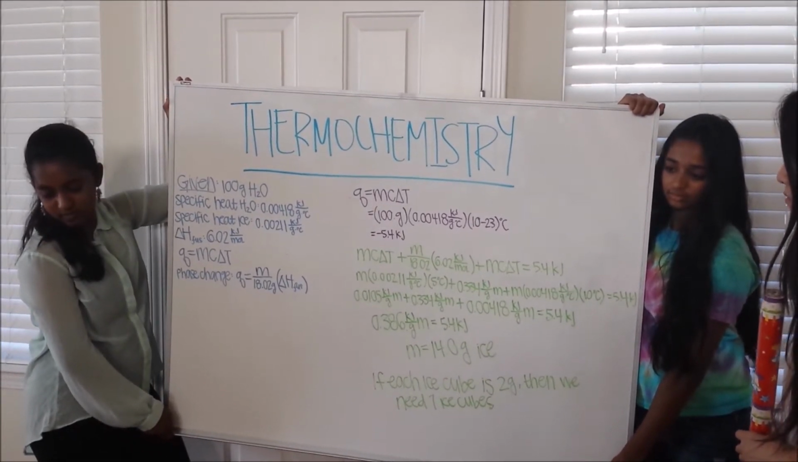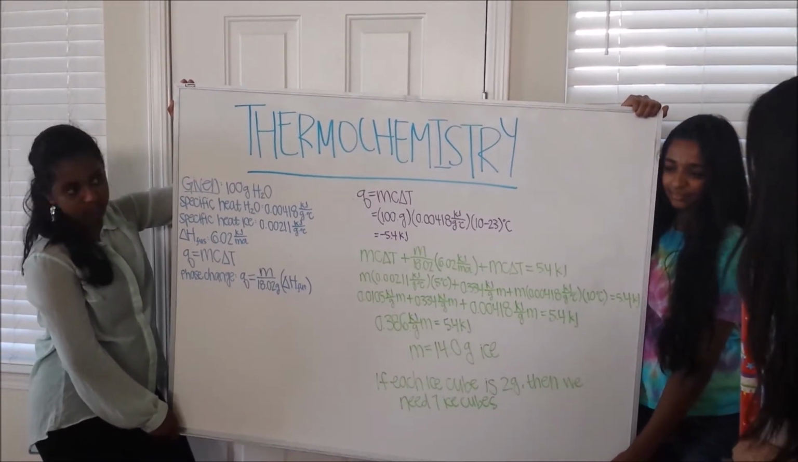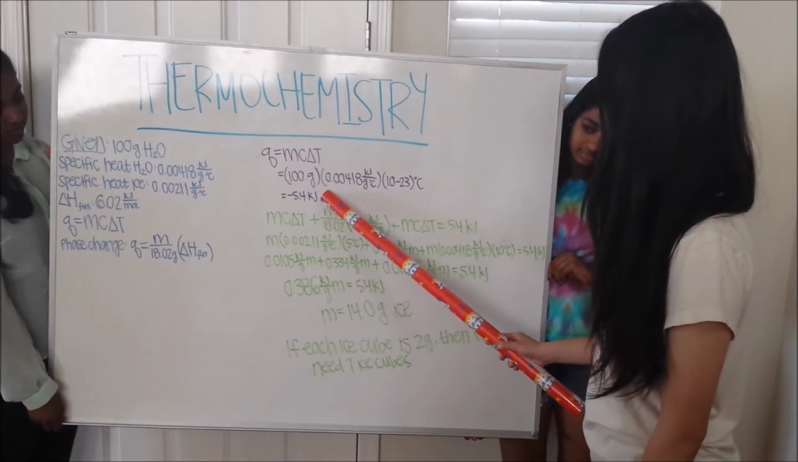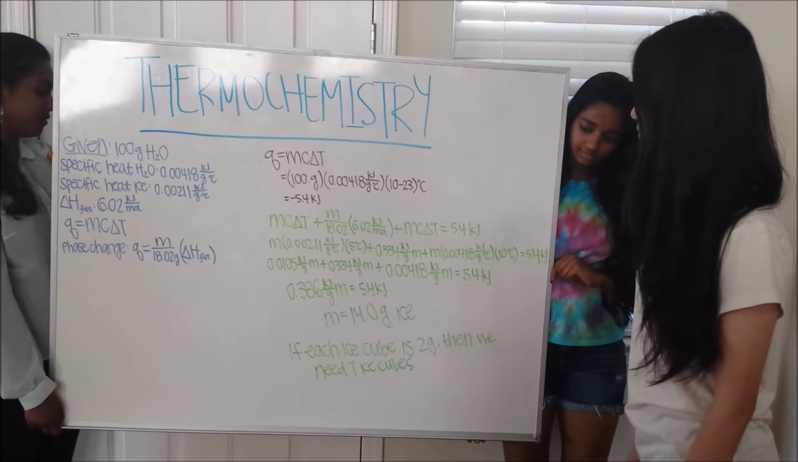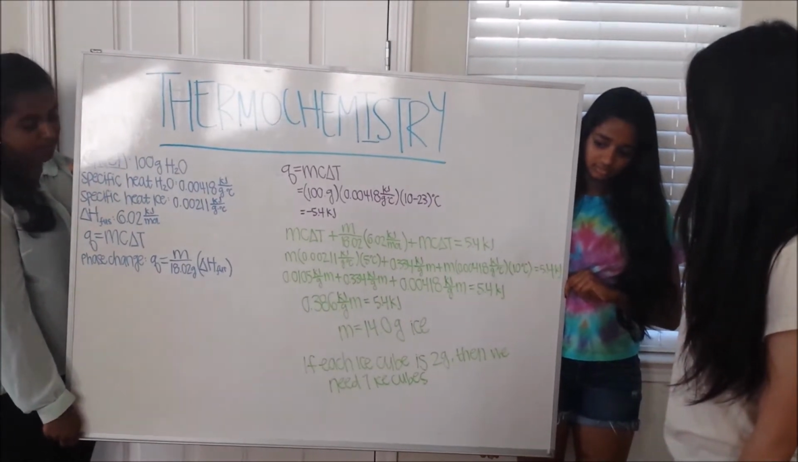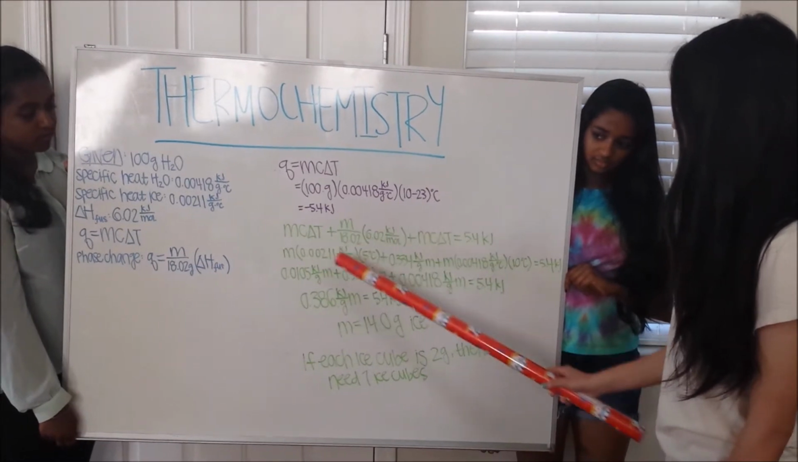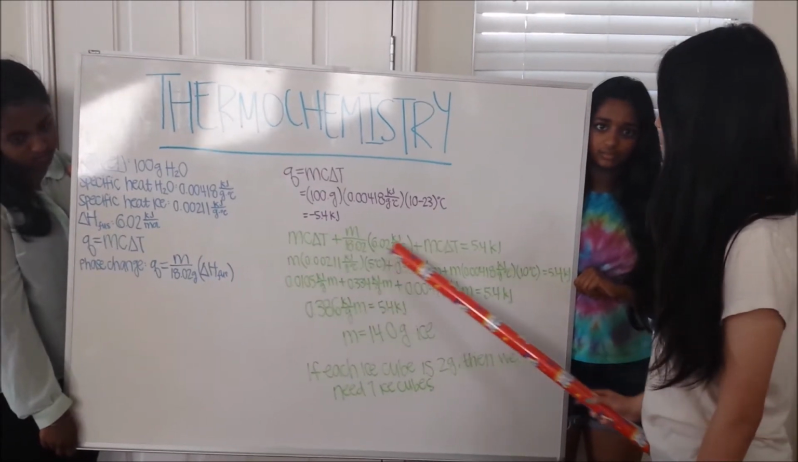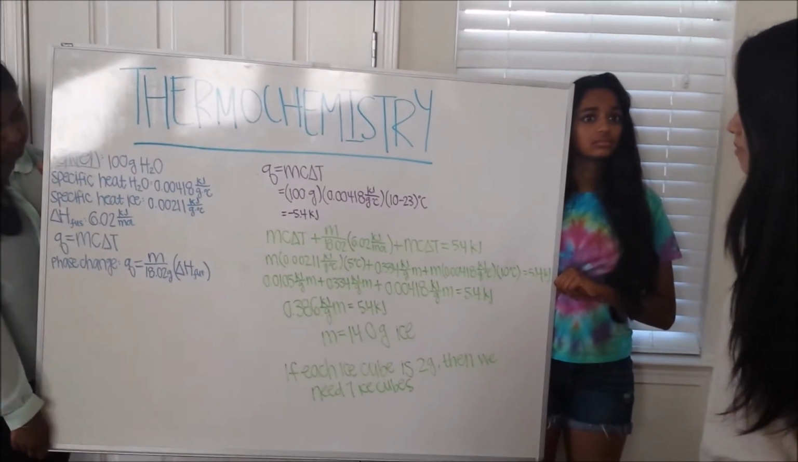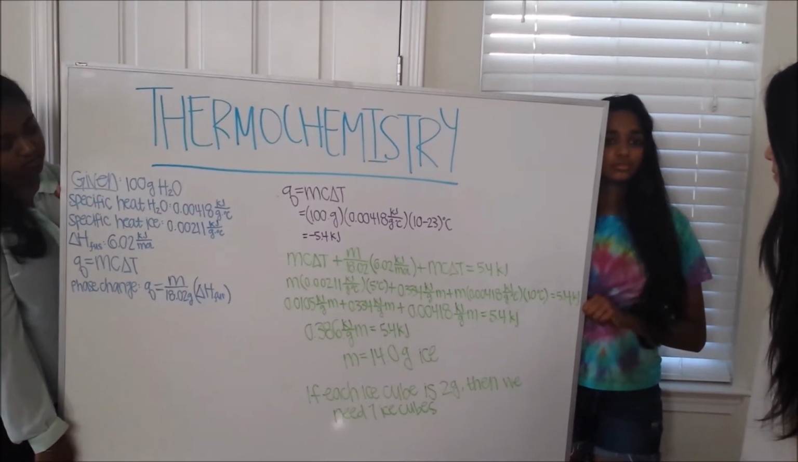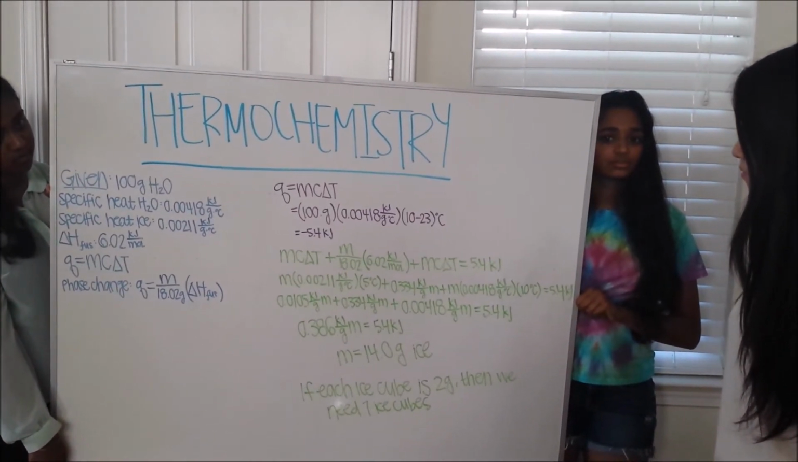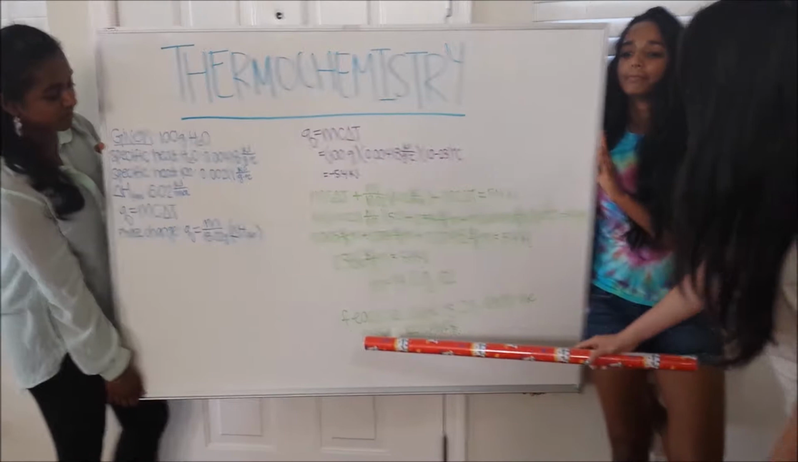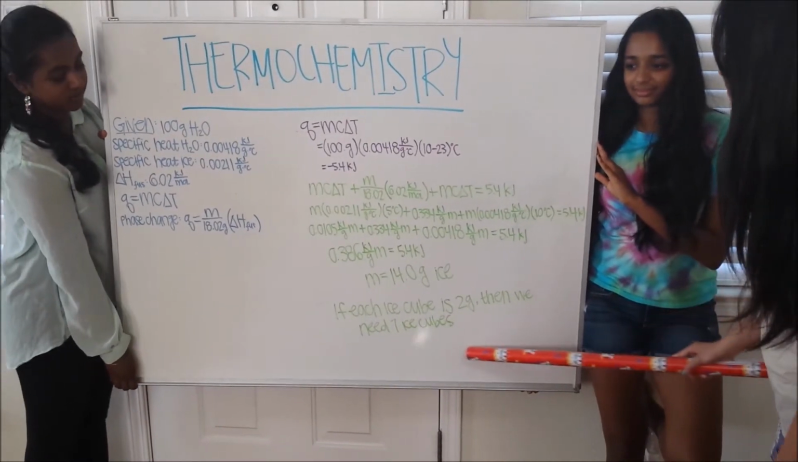To find the amount of heat needed to decrease the temperature of the water, we use the equation Q equals MCΔT. This equation gives us the answer of 5.4 kilojoules. To find the energy needed to raise the temperature of the ice, we need to consider the energy required for the phase change of ice to water. To find the mass of ice, we set the equations for the increase of temperature of ice plus the phase change equation plus the increase of temperature of the water equal to 5.4 kilojoules. Then we solve for the mass, which turns out to be 14 grams of ice. If each ice cube is 2 grams, then we need 7 ice cubes.